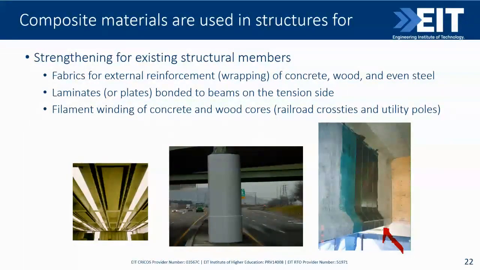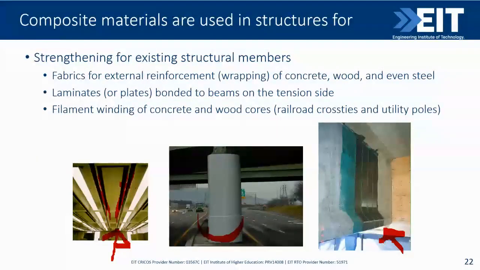Some of this applies here, right? Reinforcement plates and strips which are bonded to the stretch side. You will see the stretch side of a beam or a ceiling. Filament winding of concrete and wood cores for some posts, like you see in this example, for electric poles. It is also used for railway sleepers to wrap them and provide additional strength and stiffness.